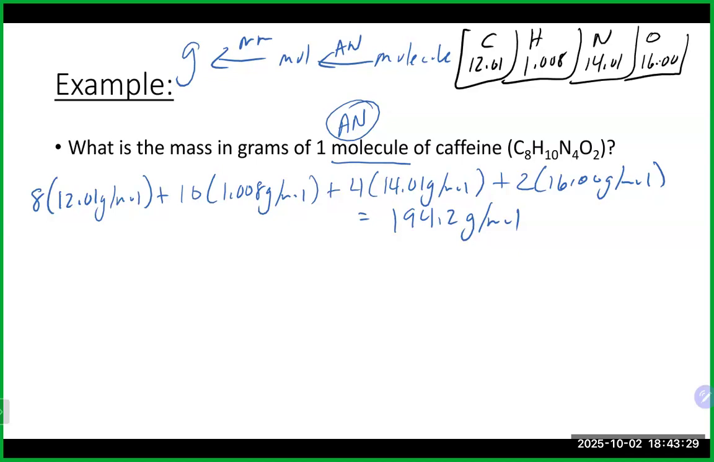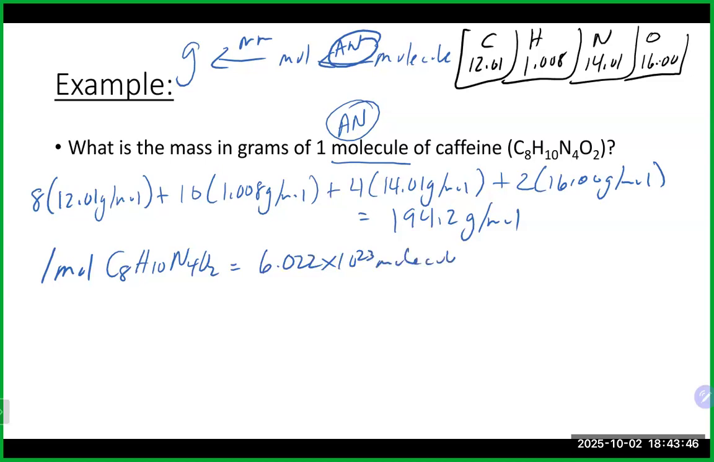And to begin our calculation, we're going to obviously go this way here. So we're going to start with Avogadro's number. In this case, 1 mole of caffeine is 6.022 times 10 to the 23 molecules. So starting with what was given to us, which is 1 molecule of caffeine, it'll be easier just to write caffeine.